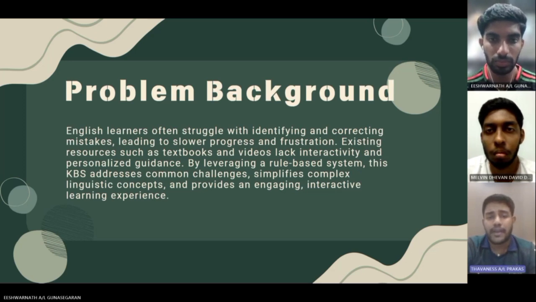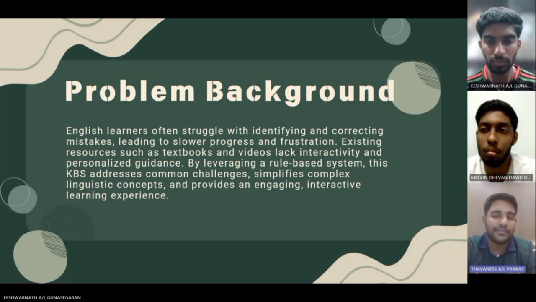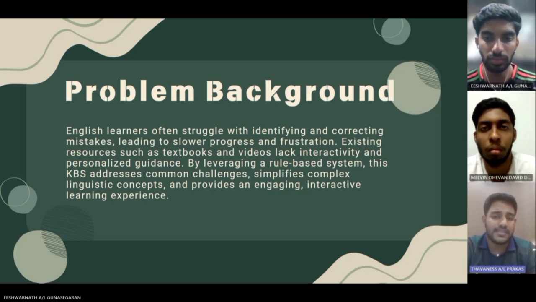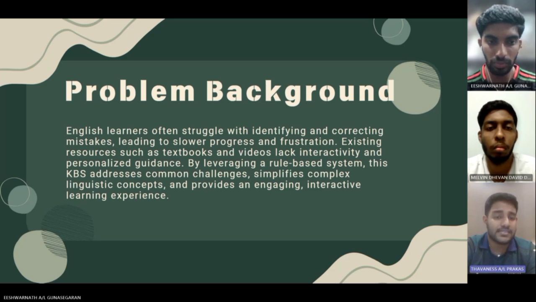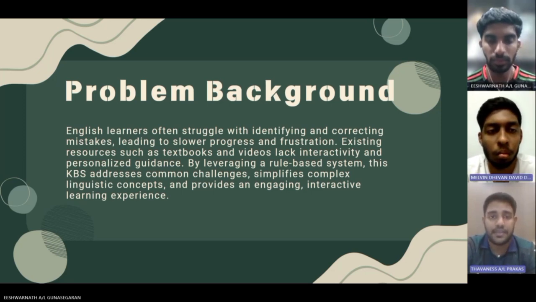So, the problem background is English learners often struggle with identifying and correcting mistakes, leading to slower progress and frustrations. Existing resources such as textbooks and videos lack interactivity and personalized guidance. By leveraging a rule-based system, this knowledge-based system addresses common challenges, simplifies complex linguistic concepts, and provides an engaging interactive learning experience. So the next presenter will be Melvin Devan.